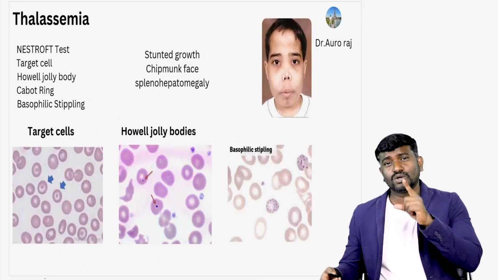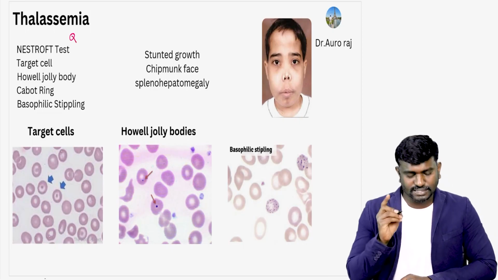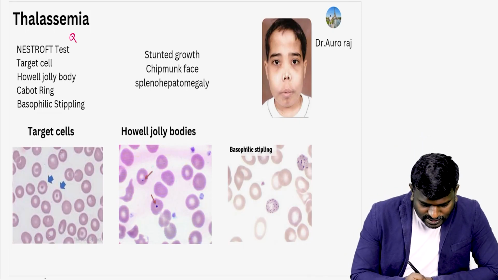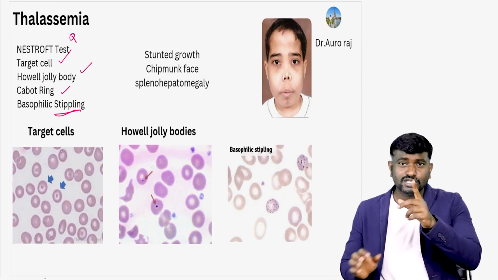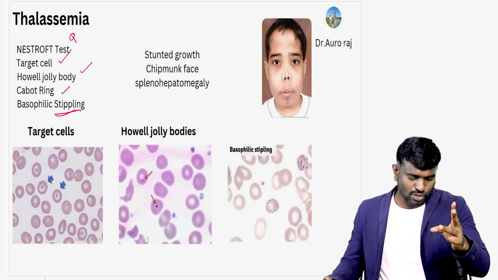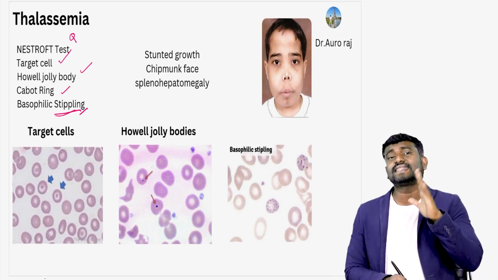Thalassemia is very important, and you're going to remember all these few points. Let's go. First point is going to be what? The NESTROFT test. We can also see target cells, oval jelly bodies, Cabot rings, and basophilic stippling, seen in thalassemia.